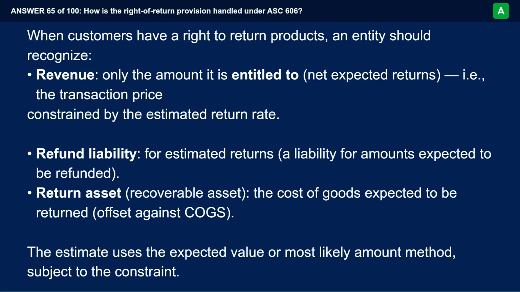For estimated returns, record a liability for amounts expected to be refunded. Also record a return asset, a recoverable asset for the cost of goods expected to be returned, offset against COGS. The estimate uses the expected value or most likely amount method, subject to the constraint.